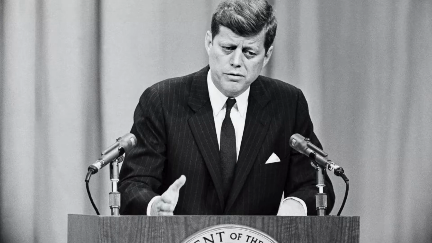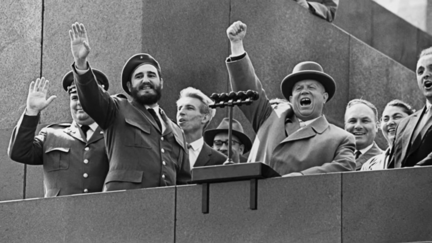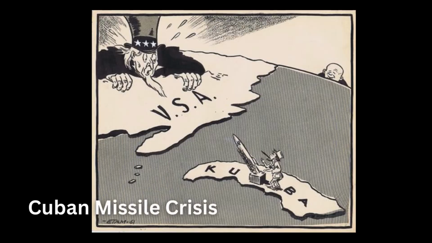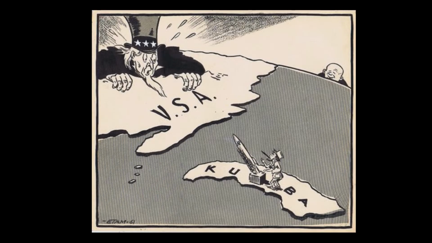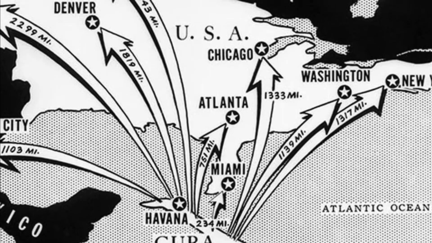The Bay of Pigs invasion not only failed to achieve its objective of overthrowing Castro, but it also pushed him further into the arms of the Soviet Union, ultimately leading to the Cuban Missile Crisis the following year. In October 1962, the world stood on the brink of nuclear war during the Cuban Missile Crisis, a 13-day confrontation between the United States and the Soviet Union that led many people in the world to believe that World War III was on the horizon.